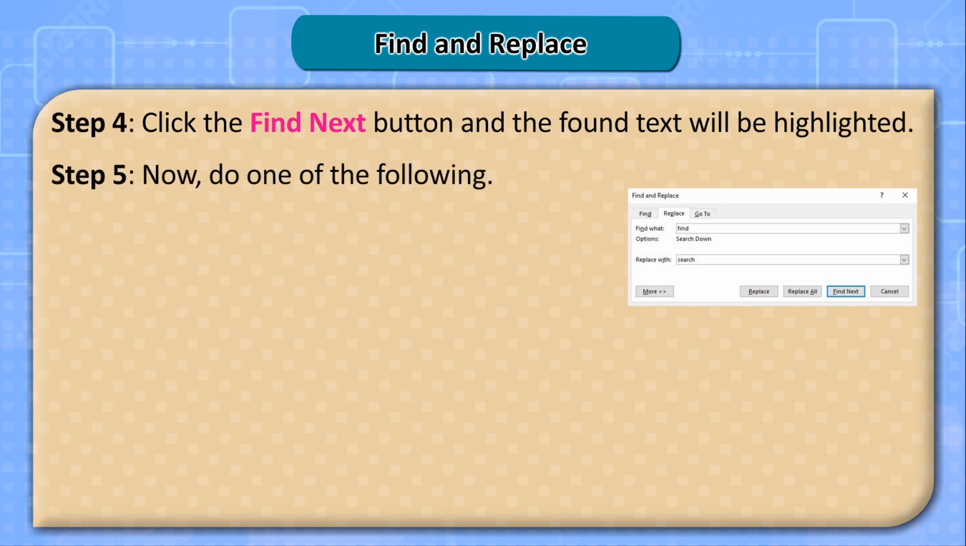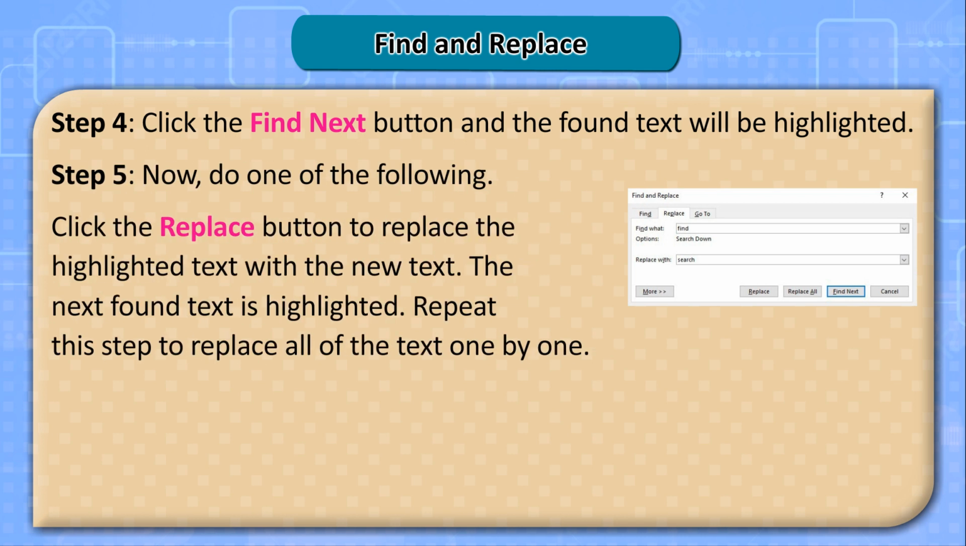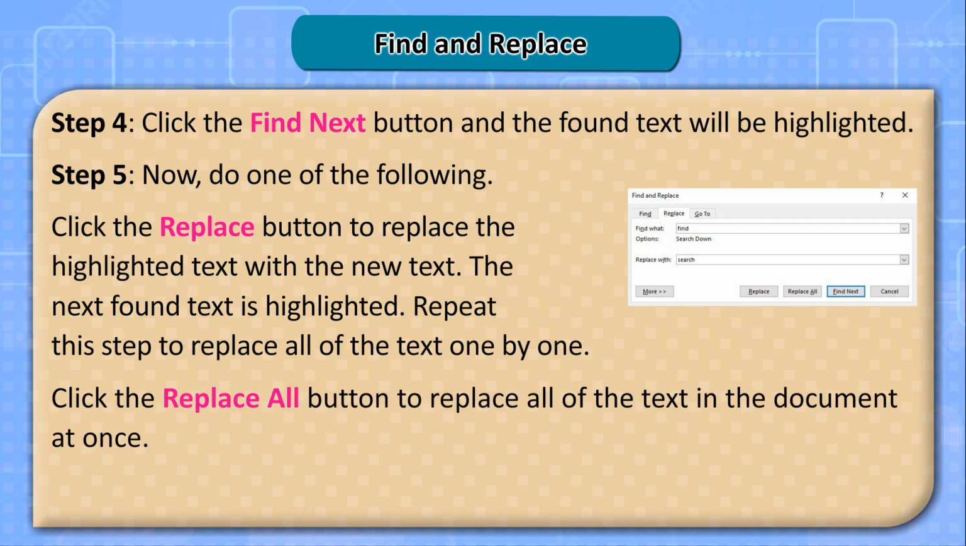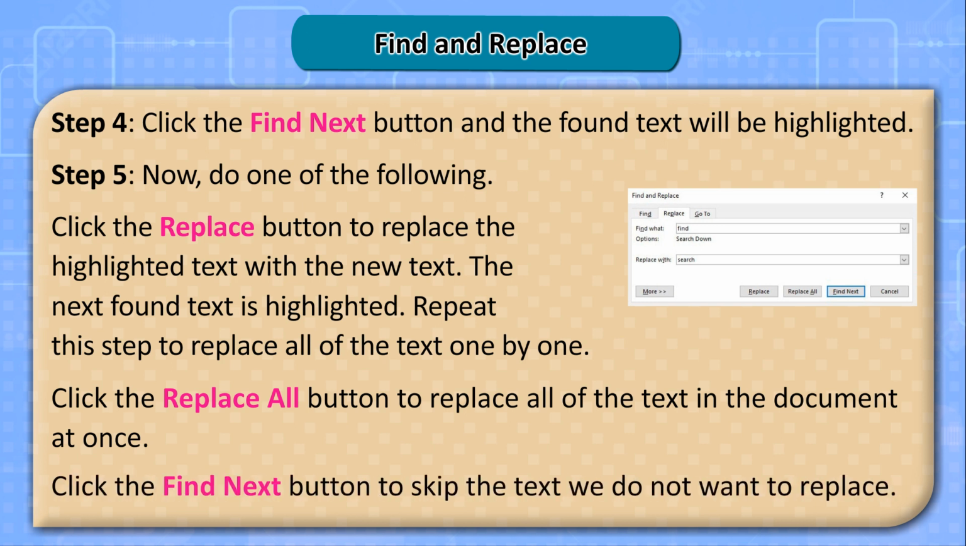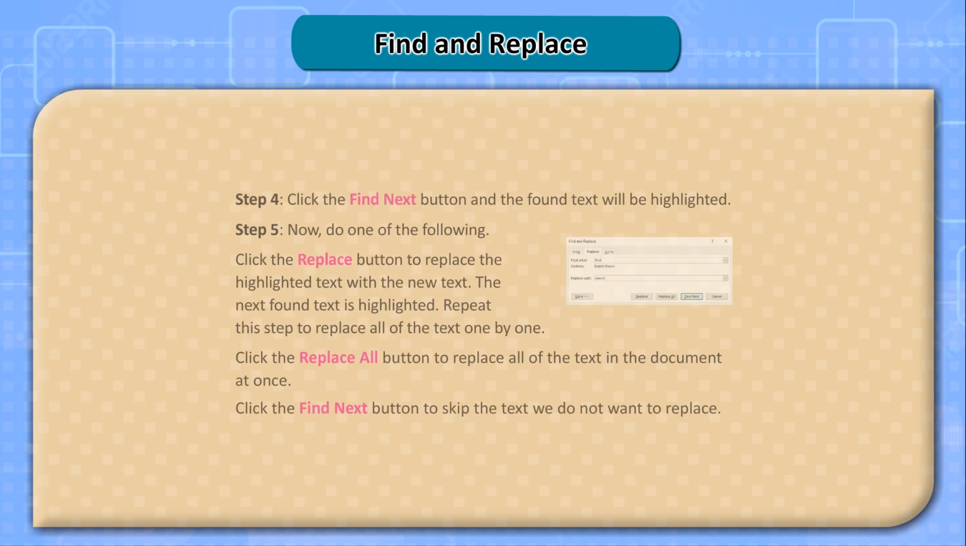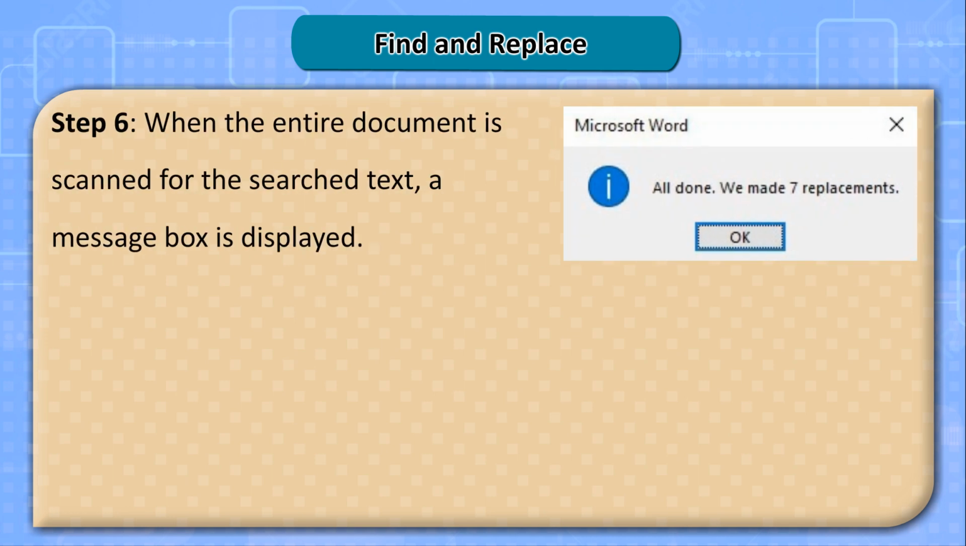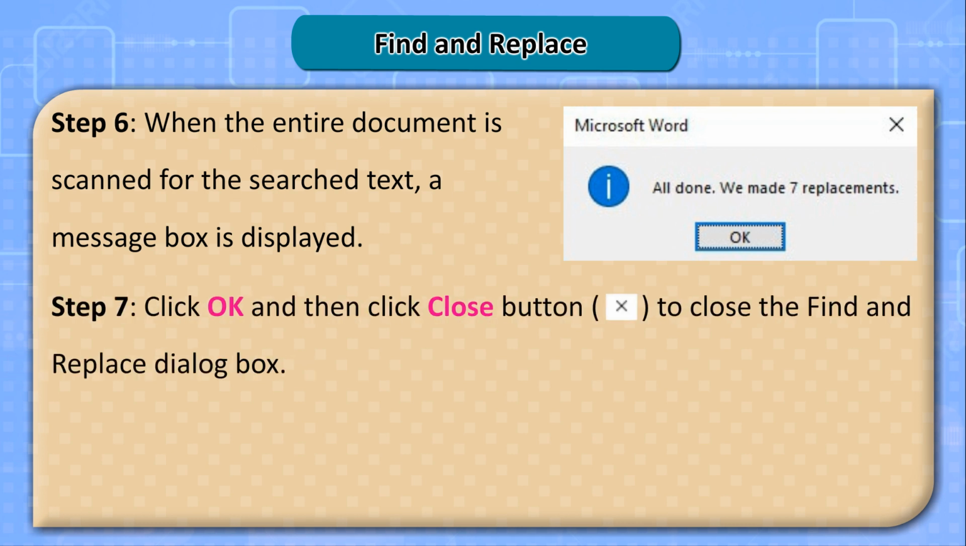Step 5. Now, do one of the following. Click the Replace button to replace the highlighted text with the new text. The next found text is highlighted. Repeat this step to replace all of the text one by one. Click the Replace All button to replace all of the text in the document at once. Click the Find Next button to skip the text we do not want to replace. Step 6. When the entire document is scanned for the search text, a message box is displayed. Step 7. Click OK and then click the Close button to close the Find and Replace dialog box.